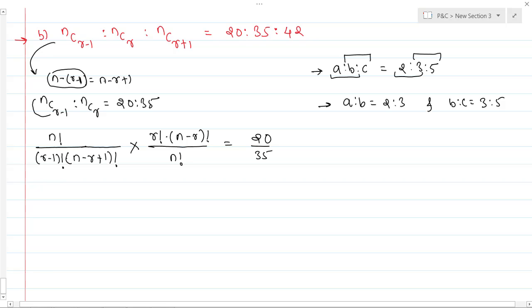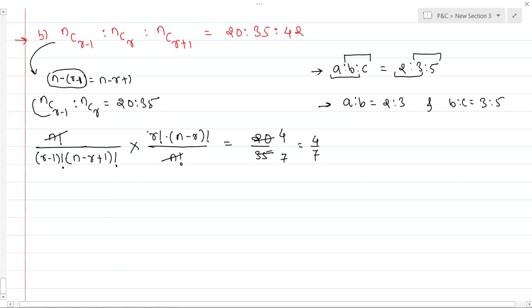Okay, perfect. So here what we can get is 5 chaukе 20, 5 satte 35. So it is nothing but 4 by 7. So let's solve this. So this n factorial gets cancelled.